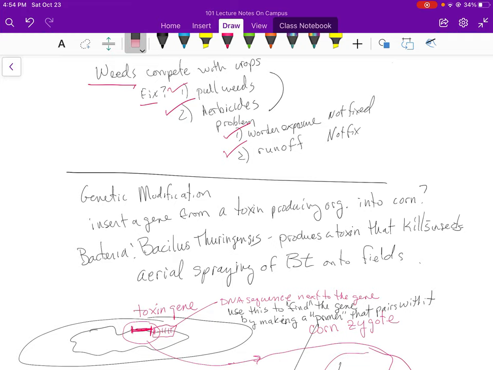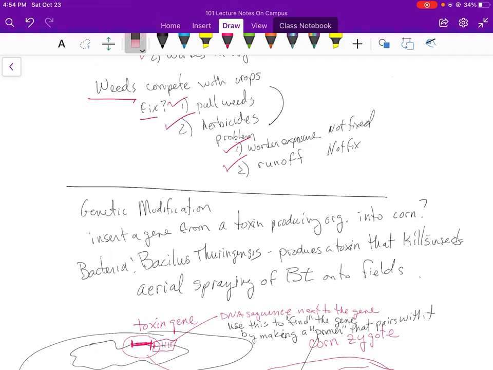One of the things that genetic modification has brought us is the ability to insert a gene from a toxin-producing organism into corn. What this does is take a gene from a naturally existing bacteria. There is a bacteria out there called Bacillus thuringiensis, and it produces a toxin that kills insects.